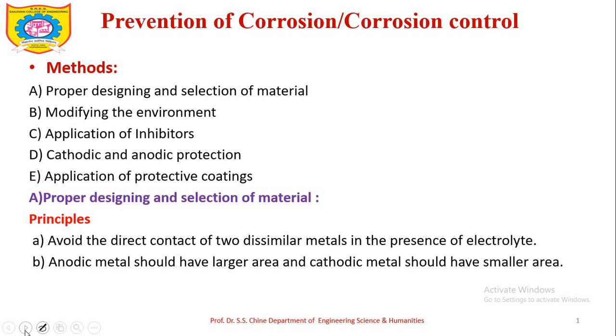So there are actually 5 methods for corrosion control. We are going to discuss only the first 3 in today's module, and the next are cathodic and anodic protection and application of protective coatings. So let us start with the first one, proper designing and selection of material.